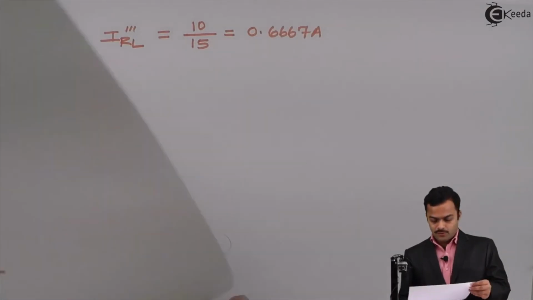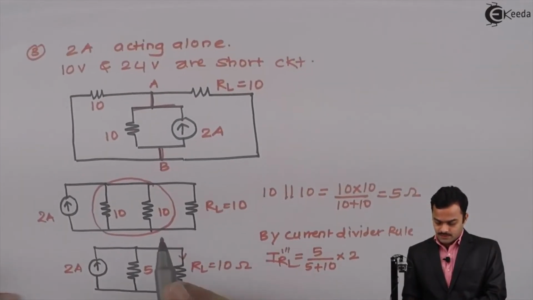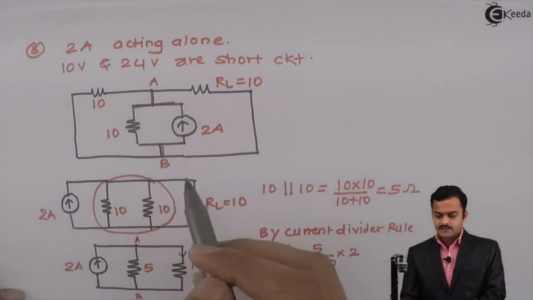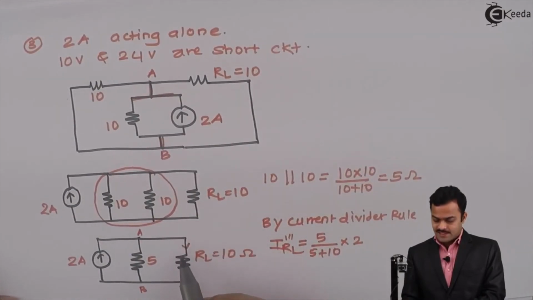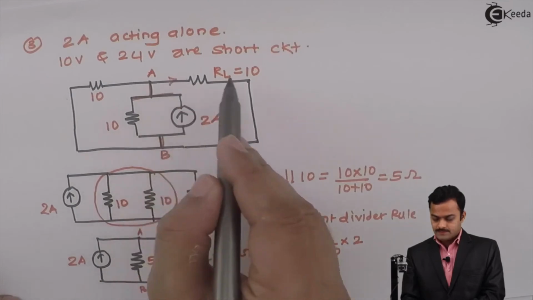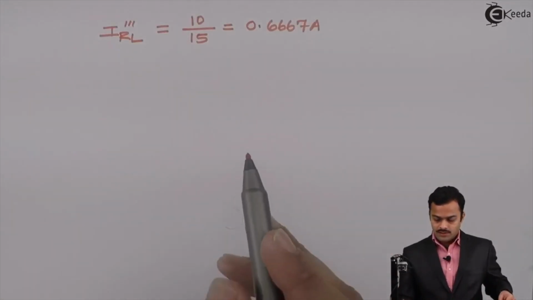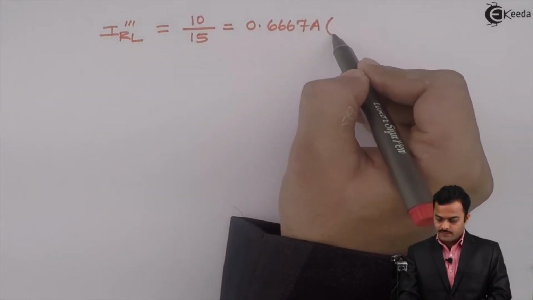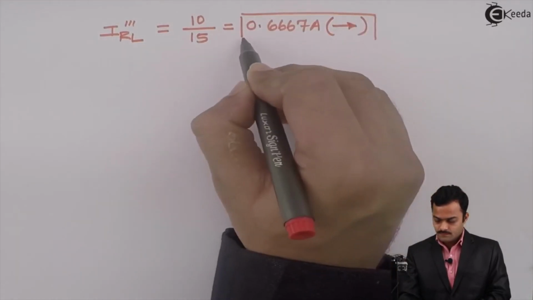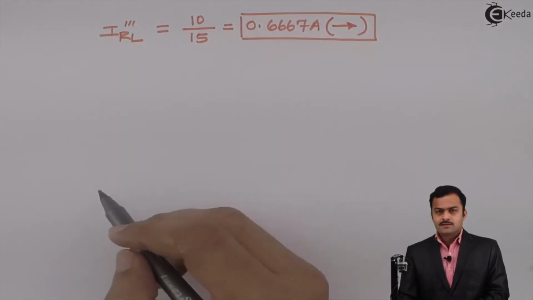So if I see properly over here, this is point A and this is point B. If I trace this, I am getting a current like this downward, that means from A to B. So A to B will be like this. So ultimately the direction of the current I will get like this. This will be the third answer.